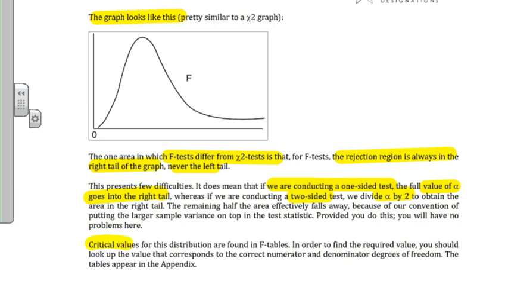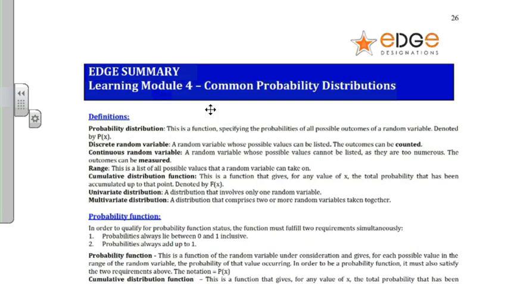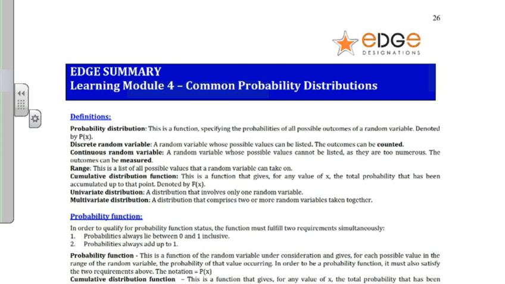Unfortunately for you, the critical values for this particular distribution are found in the F table. Now we've got 4 tables so far: Z, t, chi-square, and the F table as well. We're going to show you those in the appendix in learning module number 7. That brings us to a conclusion of learning module 4, common probability distributions. In and of itself, there's not so much to examine here, other than that it's massively important as an introduction to learning module 5, which will be sampling and estimation, and then learning module 6, which will be hypothesis testing.